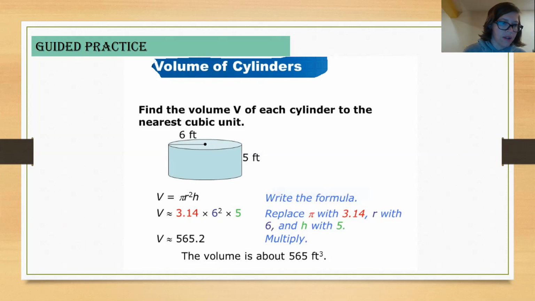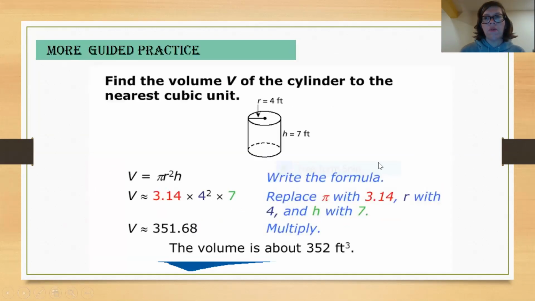All right, we're going to go ahead and look at another problem for some more guided practice. Again, find volume V of the cylinder to the nearest cubic unit. You want to start with your formula, which is V equals pi r squared times h. Remember, they've got this labeled this time. R is radius, h is height. In this problem, the radius is 4 feet and the height is 7 feet.